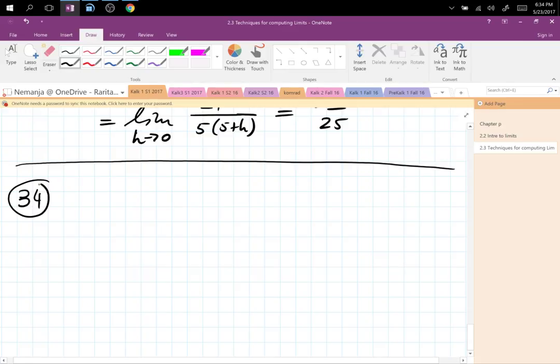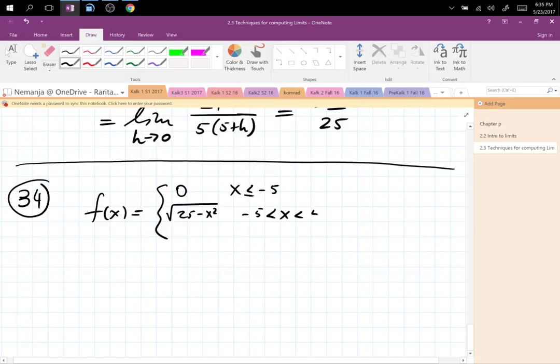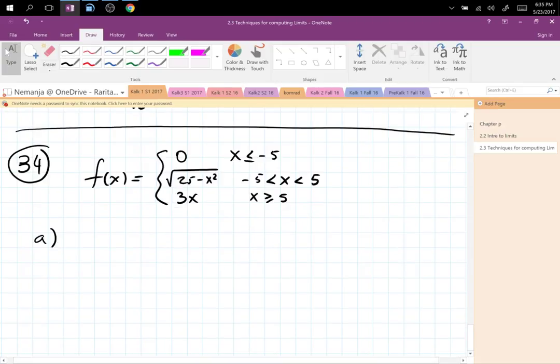So they want us to compute 6 limits for a piecewise function. The function is 0 for x less than or equal to negative 5. Then the function is the square root of 25 minus x squared if we have negative 5 less than x less than 5. And then it's 3x for x greater than or equal to 5. They want 6 limits for this one.